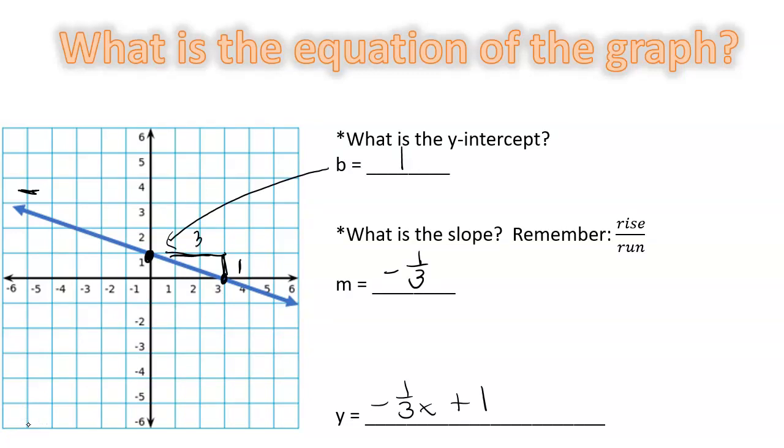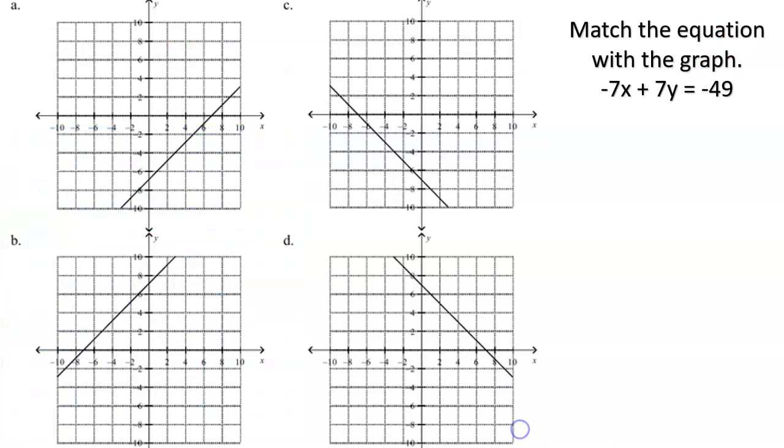So the equation you should have had is y equals negative 1/3 x plus 1. We get that by first finding our y-intercept of positive 1 here. Then my slope, you can see I picked another point. I'm rising 1 and running 3, and I'm going up and to the left, which is negative, so negative 1/3.